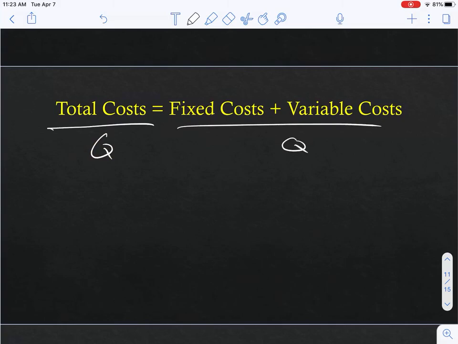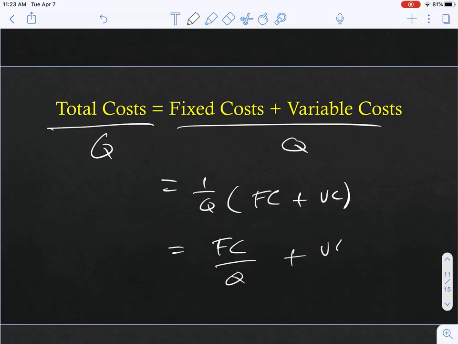So what if we take both sides and divide by Q? So you get total cost divided by Q equals fixed cost plus variable cost divided by Q. You can also distribute that, right? Dividing by Q is the same as multiplying by 1 over Q. So if you had 1 over Q times fixed cost plus variable costs, you can distribute that to 1 over Q times fixed cost plus 1 over Q times variable costs, which is the same as fixed costs over Q plus variable costs over Q.